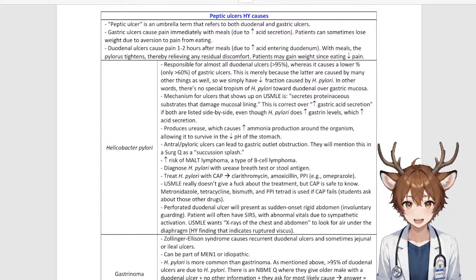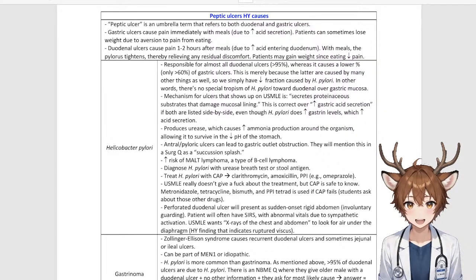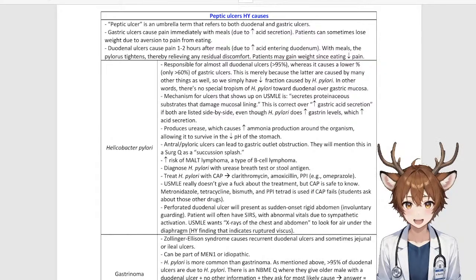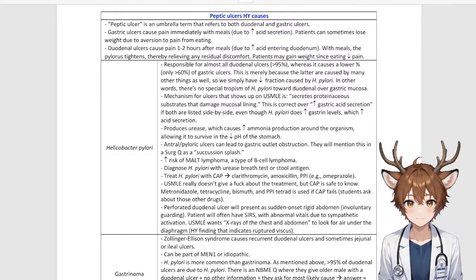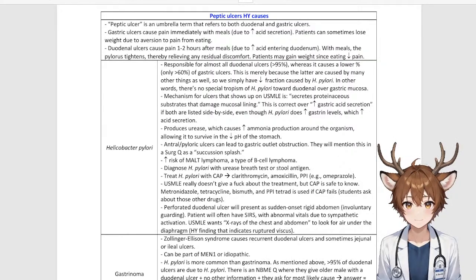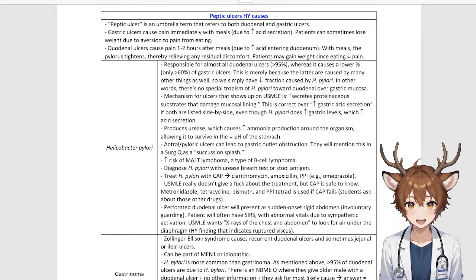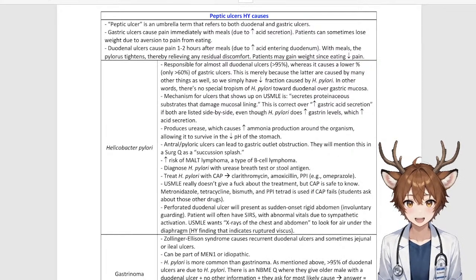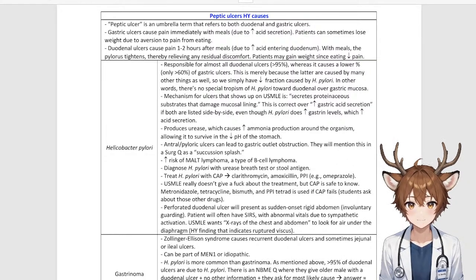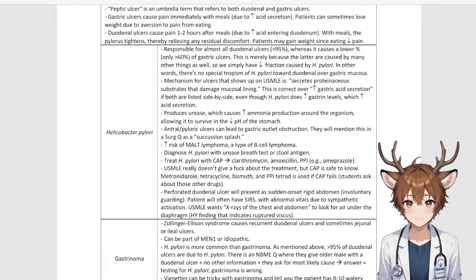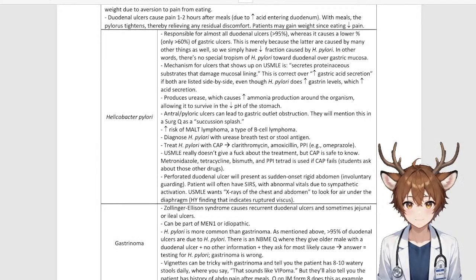Perforated duodenal ulcer will present as a sudden onset of rigid abdomen, involuntary guarding. Patient will often have an SIRS with abnormal vitals due to the sympathetic activation. USMLE wants X-rays of the chest and abdomen to look for air under the diaphragm. High yield finding that indicates a ruptured viscus. It indicates ruptured viscus, okay.